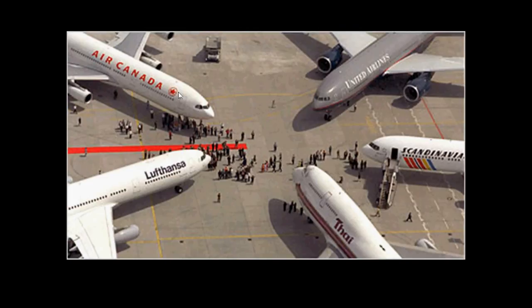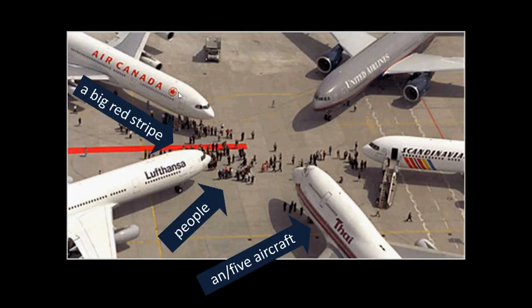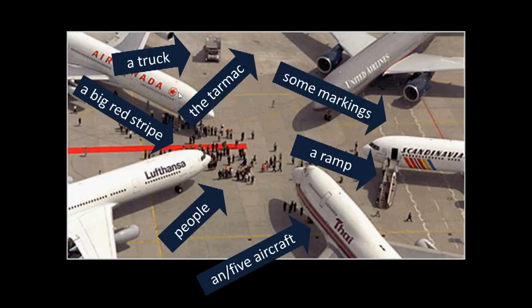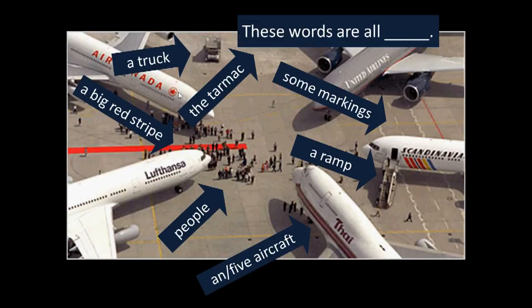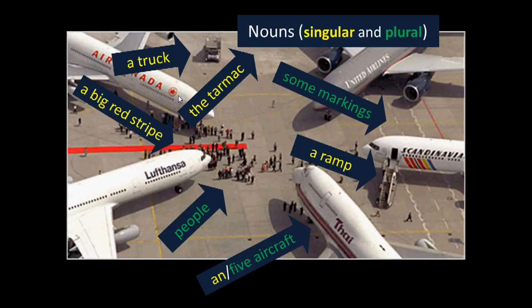But today we'll be looking at how to describe photos like these, where we just see lots of things. For example, an aircraft or 5 aircraft, people, a big red stripe, a truck, a ramp, some markings, the tarmac. Most photos have many things like these that we can talk about. And what do these words have in common? Well, they're all nouns. Some of them are singular nouns, like a truck, a big red stripe, an aircraft, and some are plural. For example, some markings, people, or 5 aircraft. Notice that the word aircraft can be singular, an aircraft, or plural, 5 aircraft.